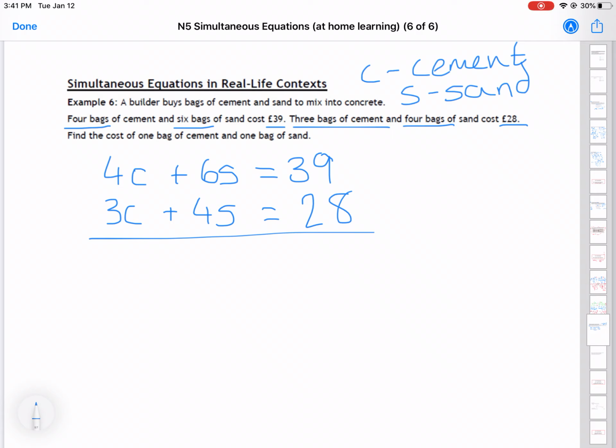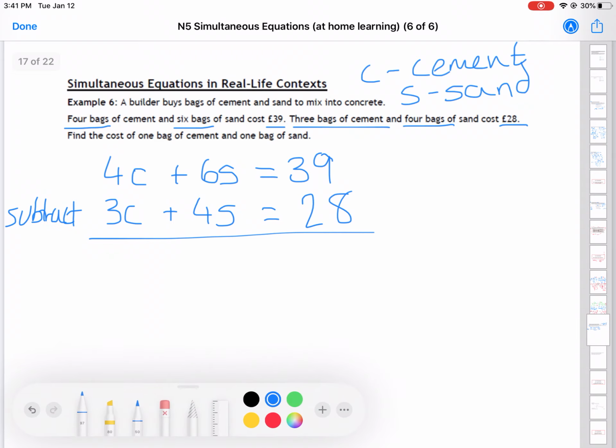Right, what I'm going to have to do, same sign, so I have to subtract at some point, but before I do that, I need to make sure that I have the same number somewhere. So let's see, what could I multiply?